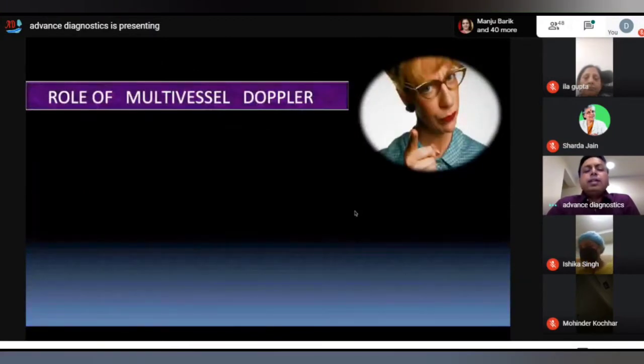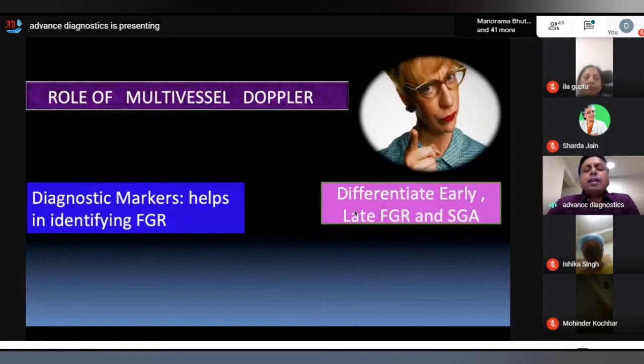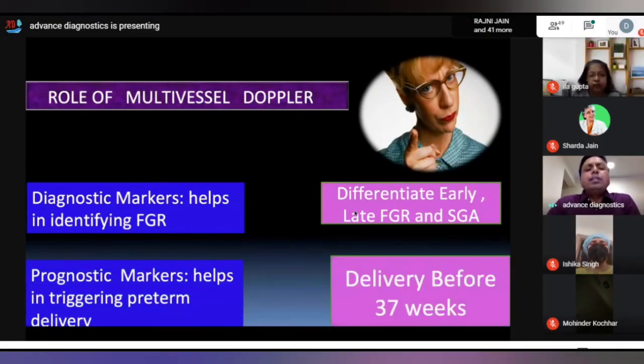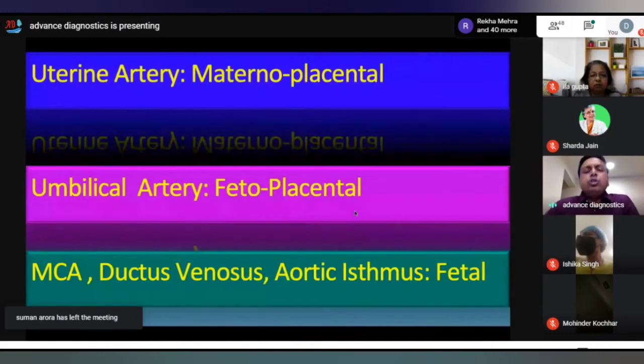The role of multi-vessel Doppler is for the diagnostic markers. It helps in identifying FGR, to differentiate between early and late FGR and SGA, as well as helping in triggering preterm delivery, that is, delivery before 37 weeks. Vessels, you should know, not in detail.